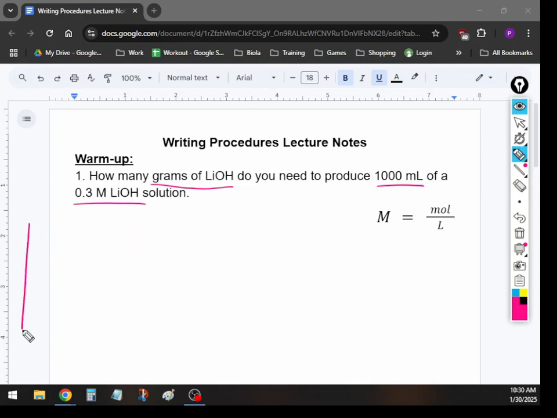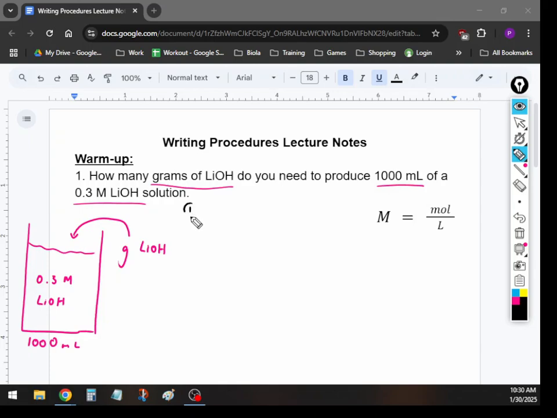So basically, you're being asked to make a solution, and you'll be doing the same thing in your lab. You're told this thing has to be 1,000 milliliters, and the concentration, so the strength of the solution, has to be 0.3 molarity. Basically, the question is asking you, how many grams of LiOH do you need to put in here in order to make this solution? All right, so let's go over the steps that we went over last time.